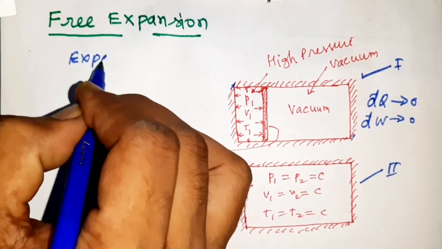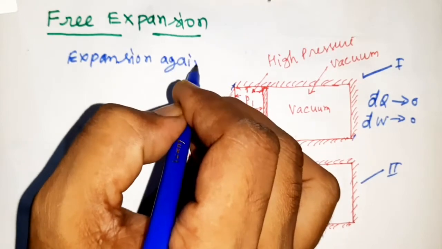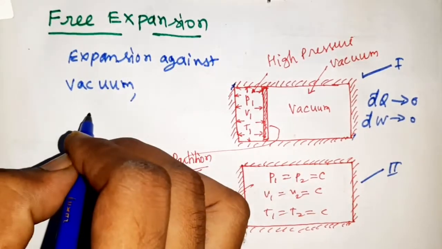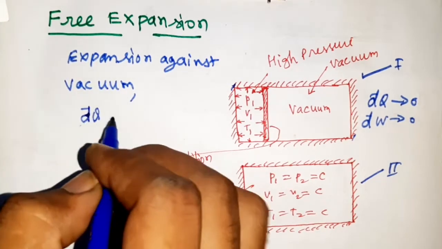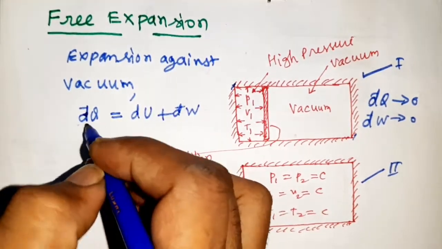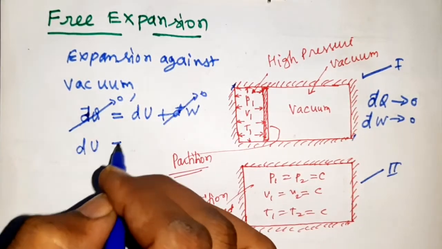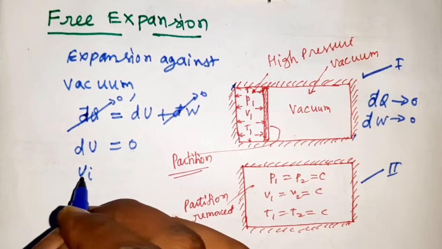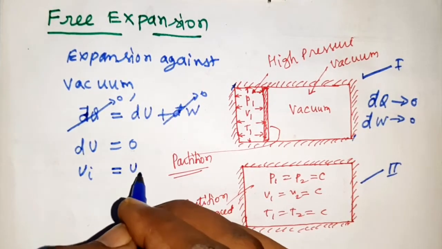expansion against vacuum. For the expansion against vacuum, the first law of thermodynamics, del Q is equal to dU plus del W, will be written with del Q equal to 0 and del W equal to 0, or we can say dU is equal to 0, or we can say initial internal energy is equal to final internal energy.